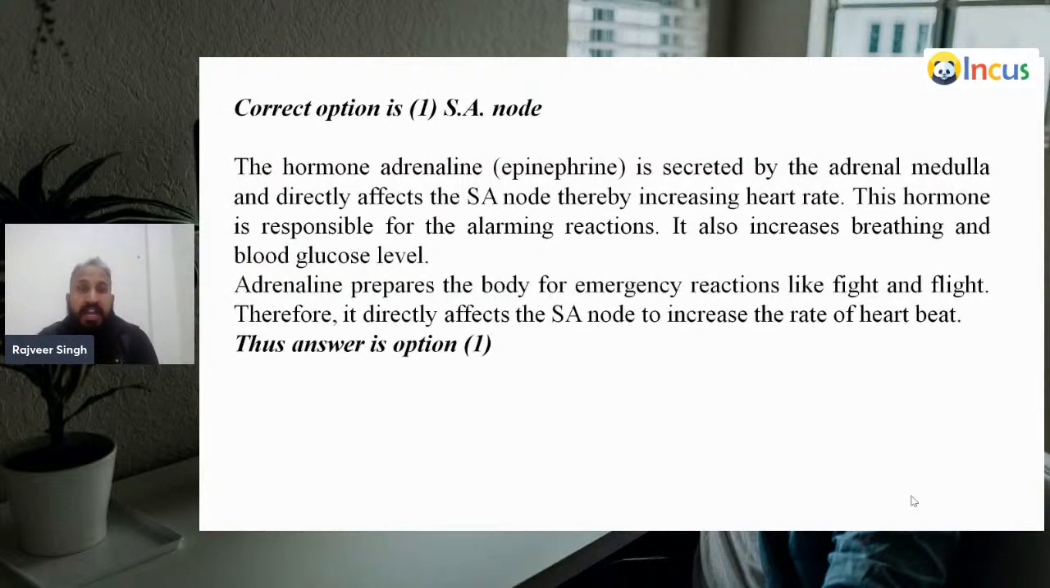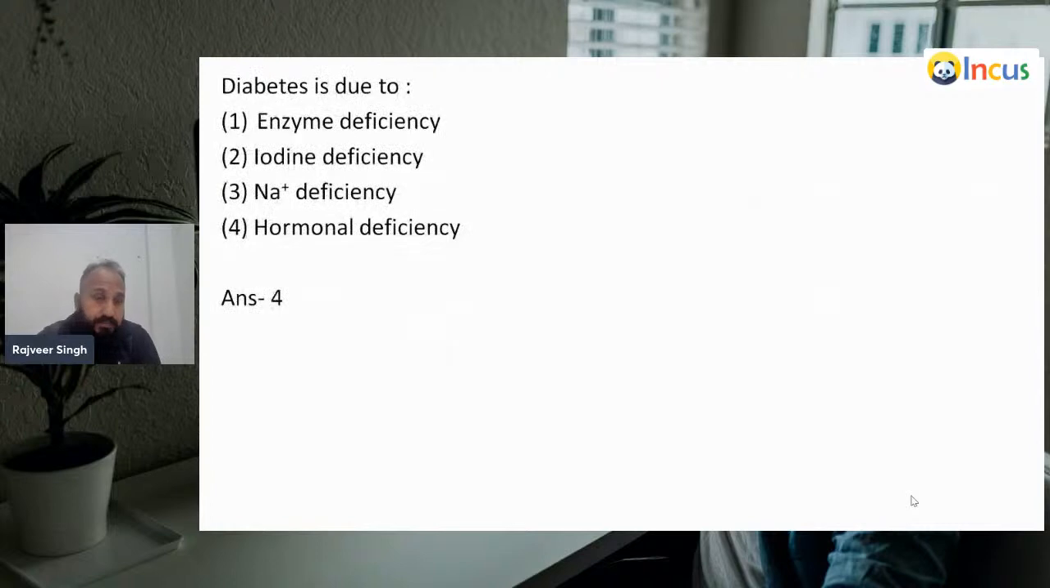Because the hormone adrenaline, epinephrine, is secreted by the adrenal medulla and directly affects the SA node, thereby increasing the heart rate. This hormone is responsible for alarming reactions. It also increases breathing and blood glucose level. Adrenaline prepares the body for emergency reactions like fight and flight. Therefore, it directly affects the SA node to increase the rate of heartbeats. So our answer is the first.